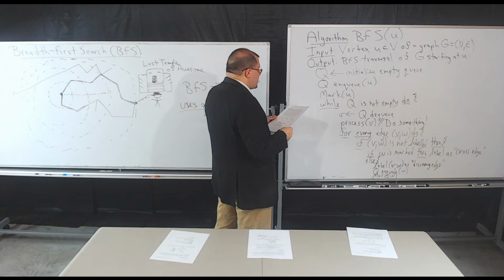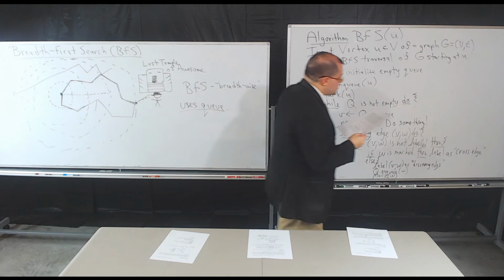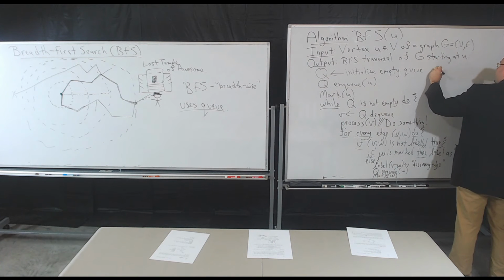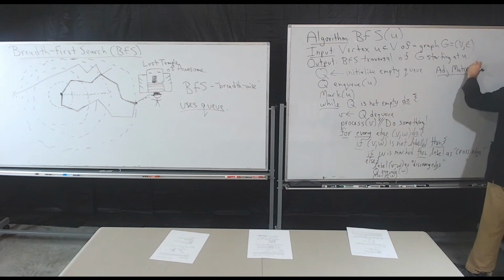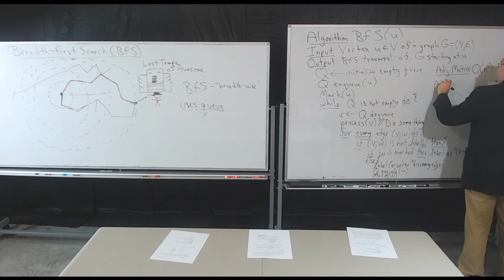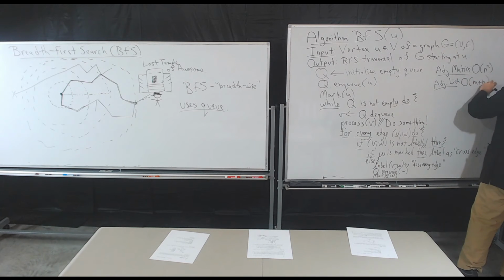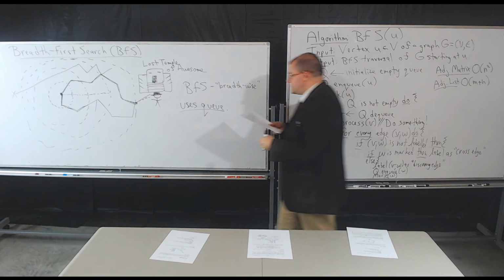Just for the sake of time, I'm not going to talk about the analysis for BFS. I have it in the notes, but it's the same time complexities you would have in the other case. So for an adjacency matrix, this will take big O of n squared. For an adjacency list representation, you should expect big O of n plus m, just like what we had for DFS.